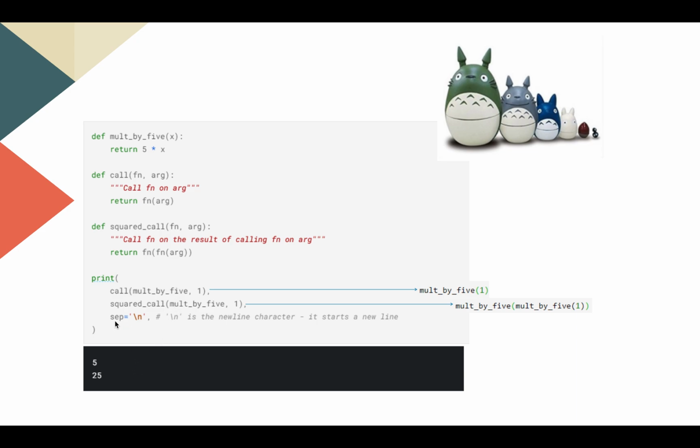Oh, and by the way, sep equals \n. \n stands for switching lines. So as in Microsoft Word, it would be the same as typing enter. And for Python, you need to do \n to do that. So if we just print out these two without the separation, it would just go 5 and 25. But with the \n, it's going to be 5, and then on the next line, it's going to be 25.